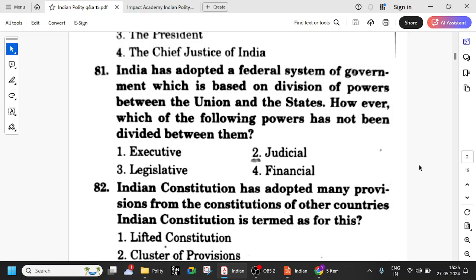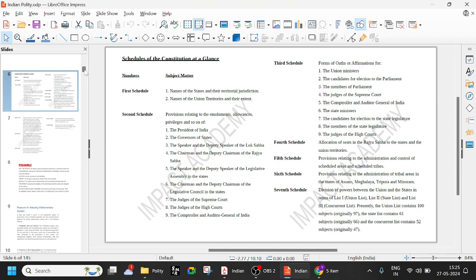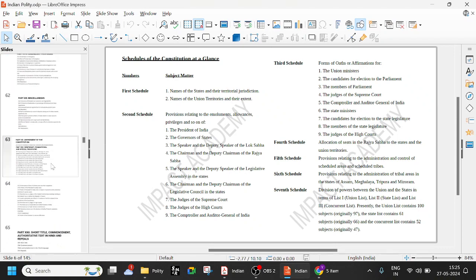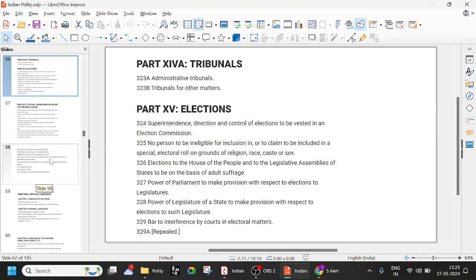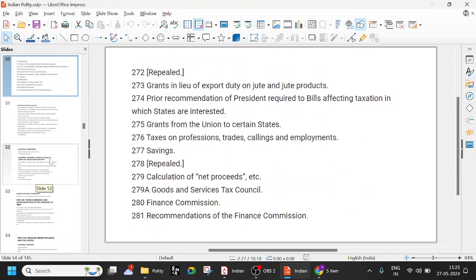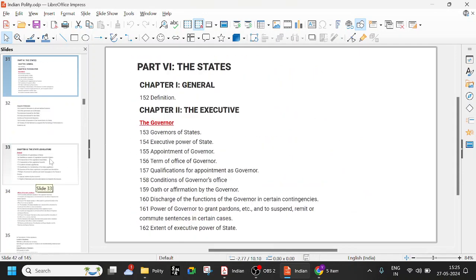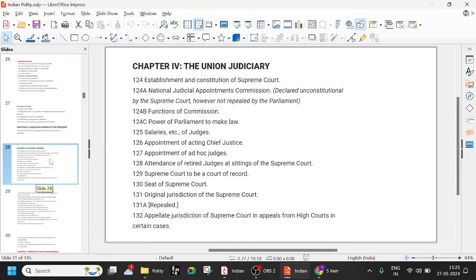The Supreme Court's decision is final. Let us quickly look at Article 124. Article 124 is where the Supreme Court comes in, the establishment and constitution of the Supreme Court. 124A, the NJAC, has been declared unconstitutional. Then 129, the Supreme Court to be a court of record.